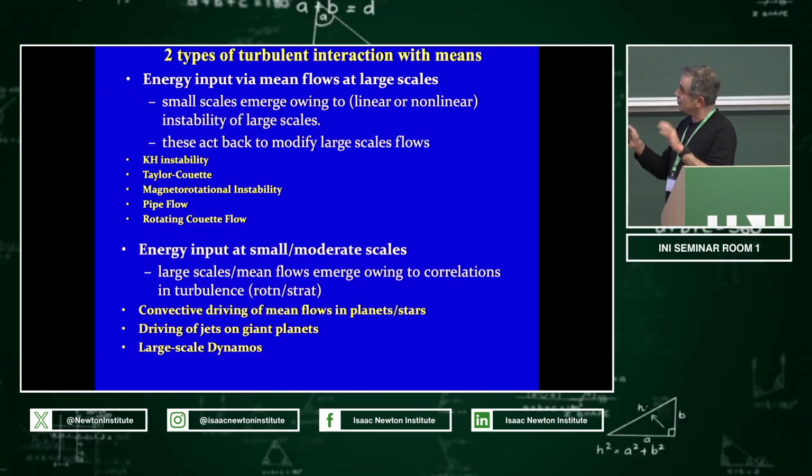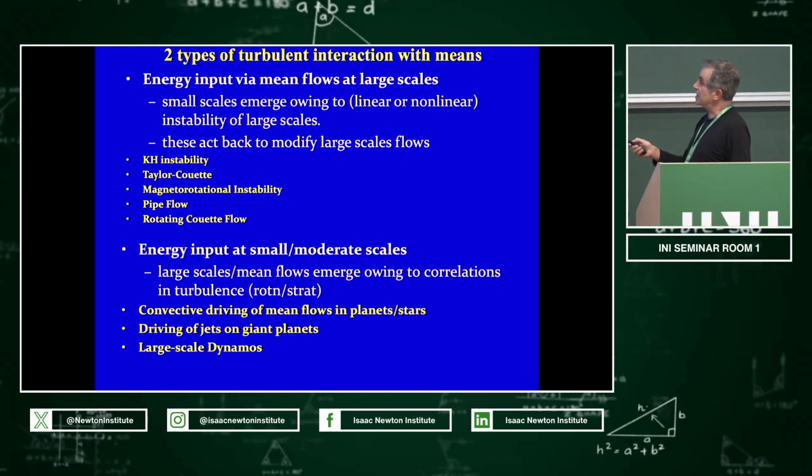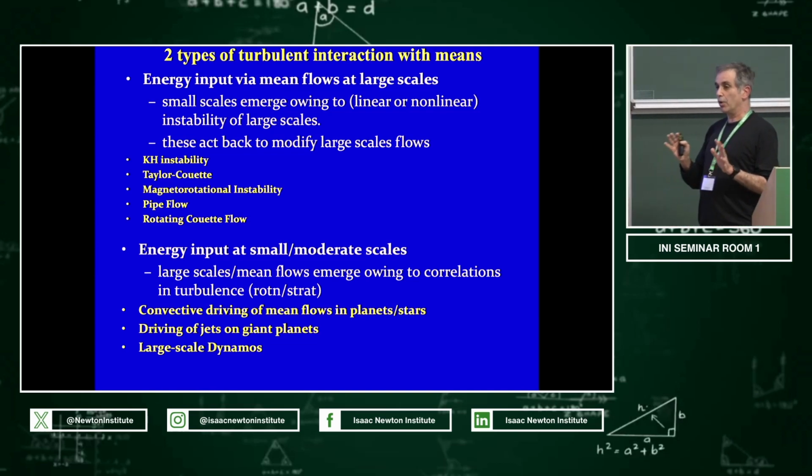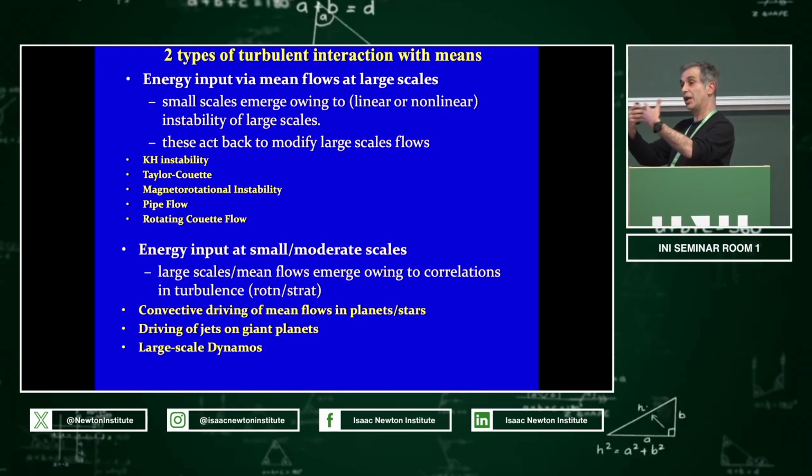So just to make sure we're all on the same page, there are two types of turbulent interactions with means. The ones that are most familiar to fluid dynamicists who are not geophysical fluid dynamicists is where you put the energy input into the mean flows at large scales, and then the small scales emerge owing to the instability of the large scales, and then the turbulence acts back so as to modify the large scale flows. In a sense, these are easier ones to think about because you have a large scale flow to start off with, and the role of the turbulence is then just to modify the large scale flow.